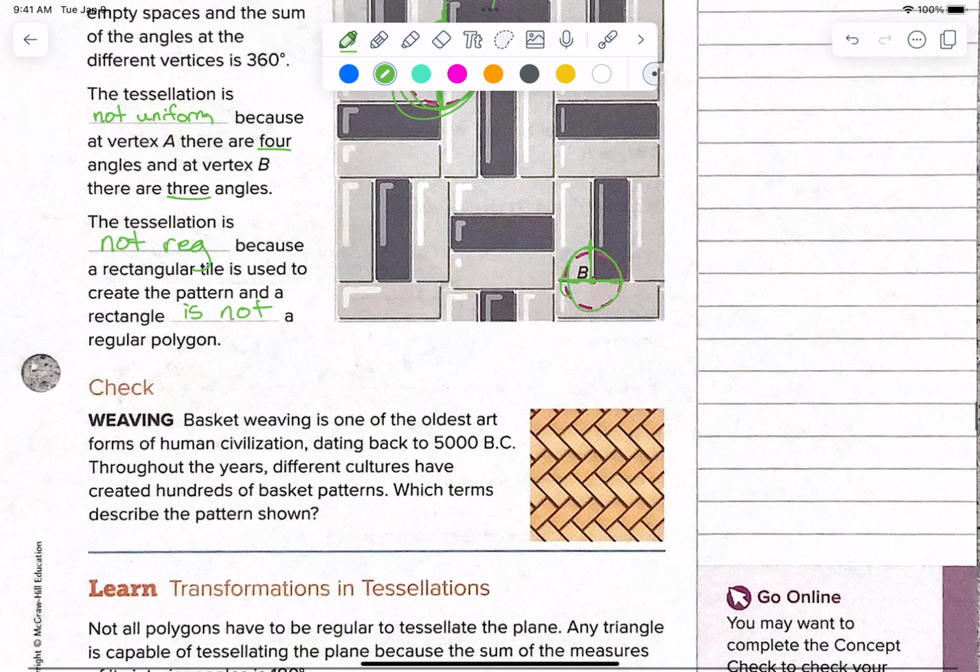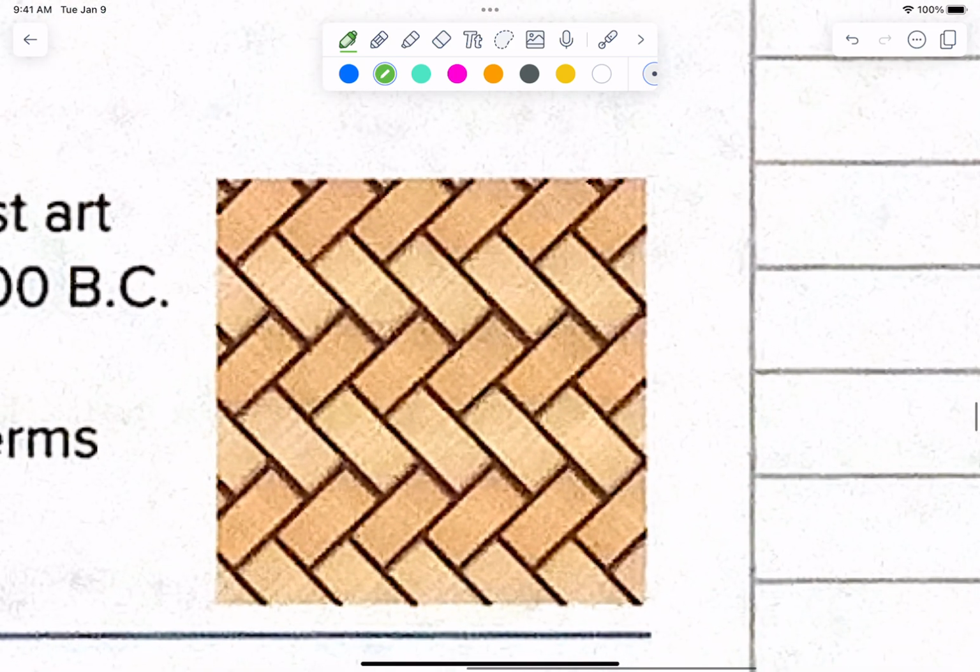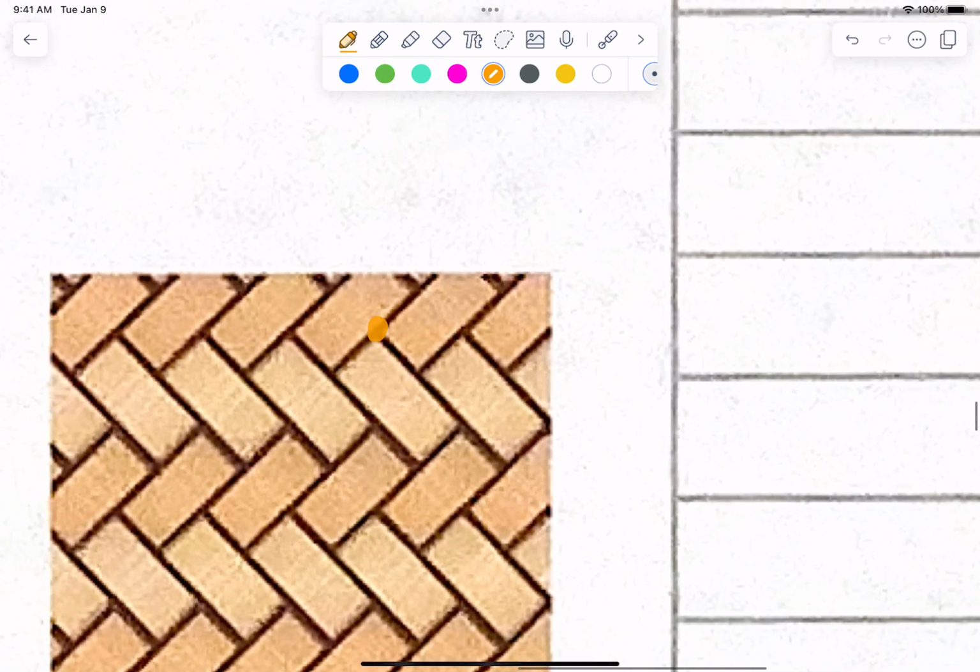Let's go down to this one. All right, so we need to decide, is he uniform or not uniform? So let's pick an intersection right here. That guy, we have 3 of them coming together. 1, 2, 3. Let's pick this guy. He is 1, 2, 3. Let's pick this guy. 1, 2, 3. This guy, 1, 2, 3.